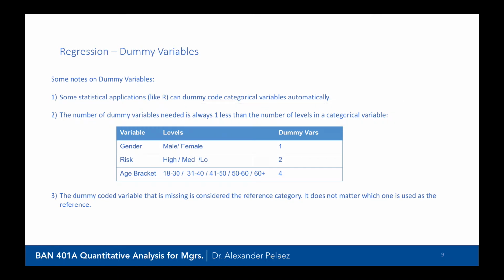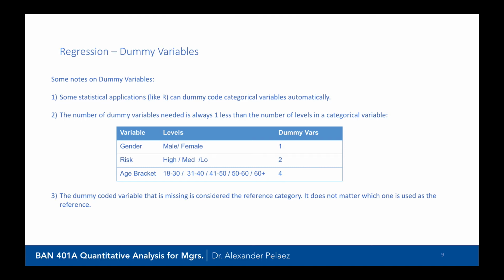So if our categorical variable is gender, male, female, the number of dummy variables we need is 1 because there are 2 levels. Assume if we had a variable called risk, the levels are high, medium, and low, the number of dummy variables we need is 2 because the levels are 3. And if we had an age bracket of 18 to 30, 31 to 40, 41 to 50, 50 to 60, and 60 plus, we have 5 levels, so therefore we would need 4 dummy variables.